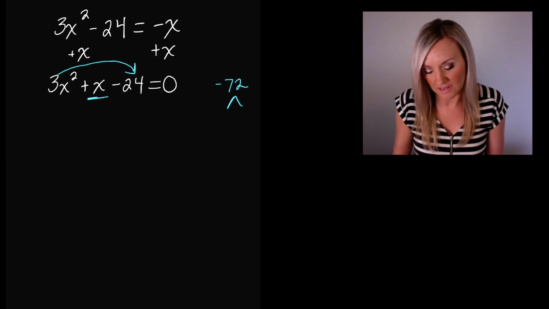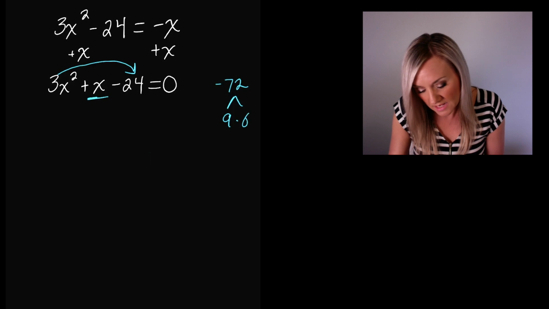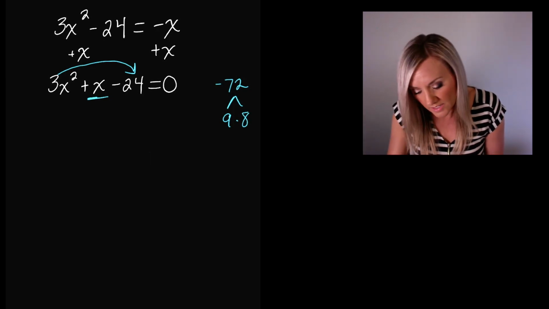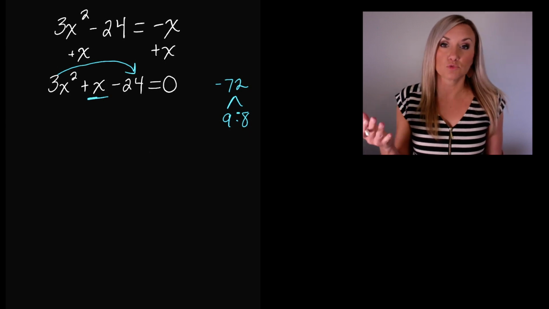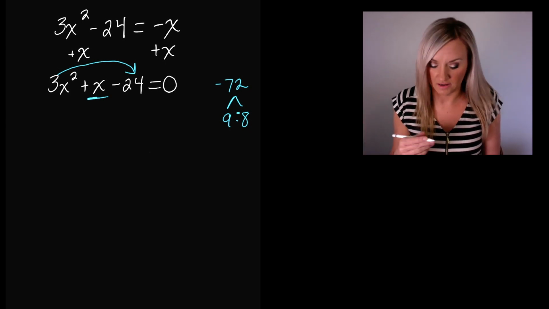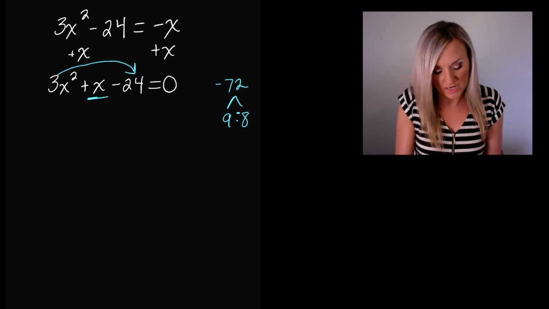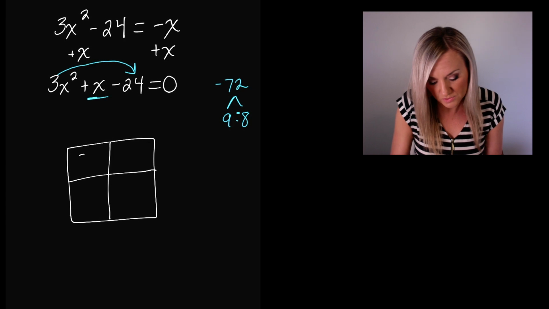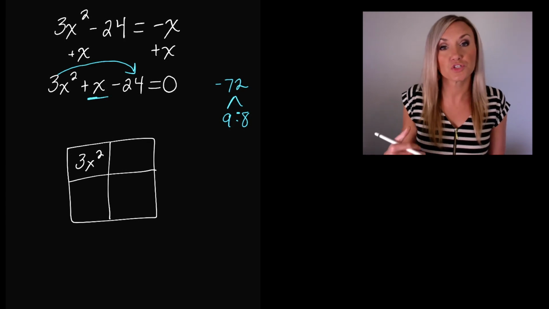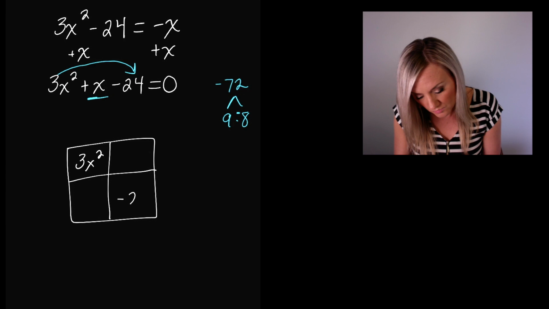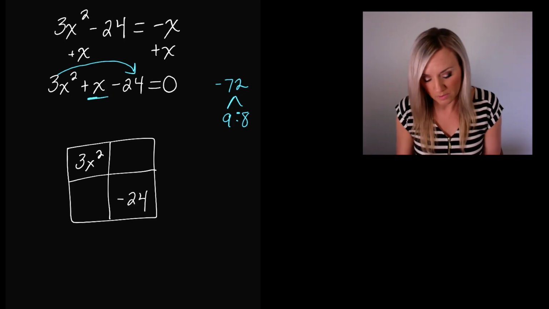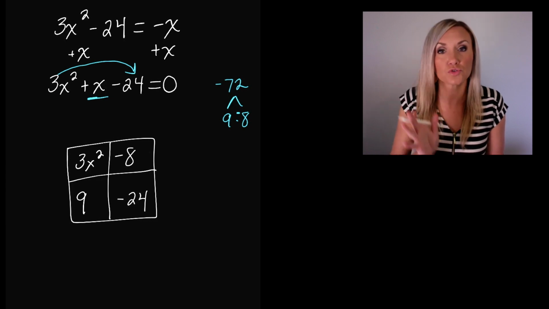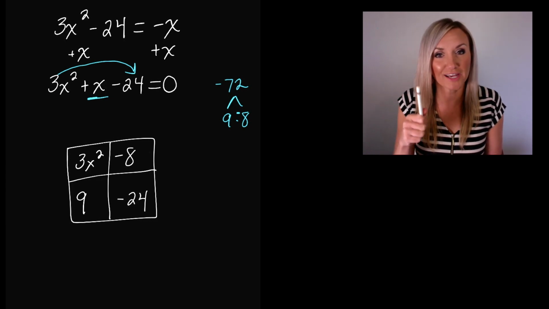That would be 9 and 8. So 9 times 8, and which one would be negative? The 8, correct, because 9 subtract 8 would give us the positive 1x. Now we can draw our box. The first term goes in the first box, so 3x squared. The last term goes in the last box, negative 24. And the two terms that we found, 9 and a negative 8, go in those two diagonals. And don't forget about your x.